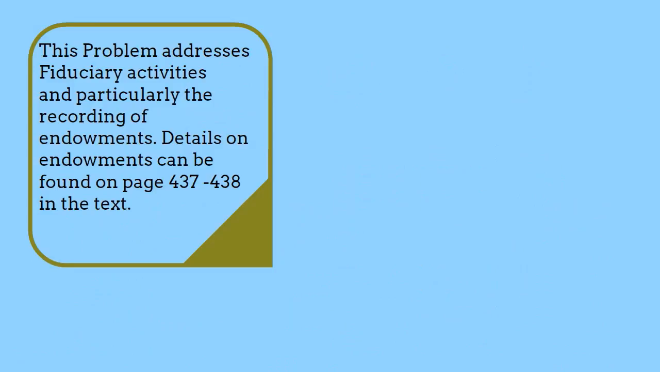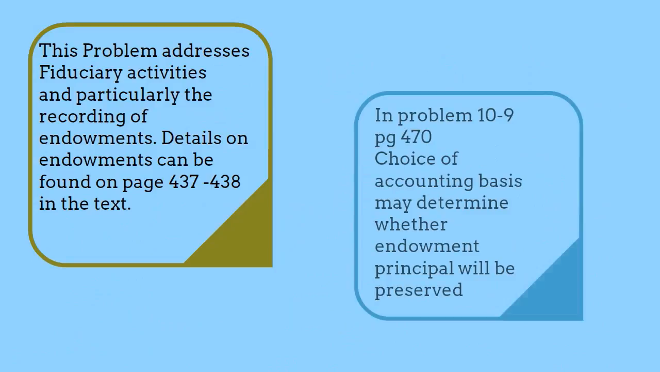From a really high level, this problem deals with fiduciary fund accounting, but then in particular it deals with endowments. This material can be found on page 437 of your textbook and 438. It goes on to talk about the different bases of accounting.